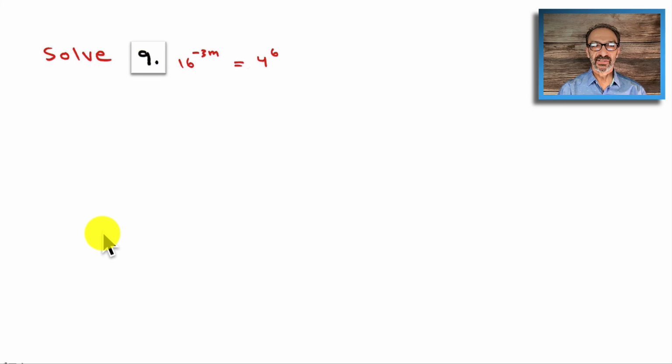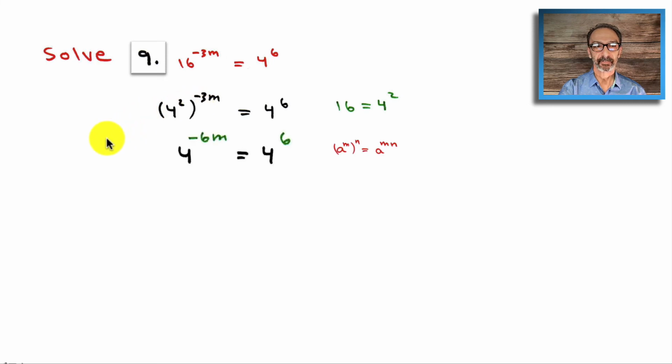The common base should be 4, because we could write 16 as 4 to the second. Of course, you could use all the way down to 2, but then you have to rewrite 4 as 2 to the second. So I could rewrite this as base 4, 4 to the second, and that should do it. Now, still we're going to raise that to the power negative 3n, so we're going to multiply the powers right here. That becomes negative 6m.